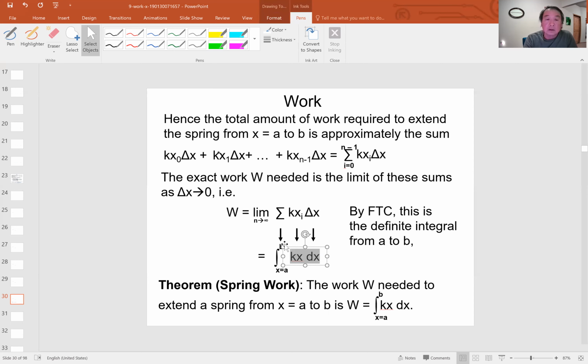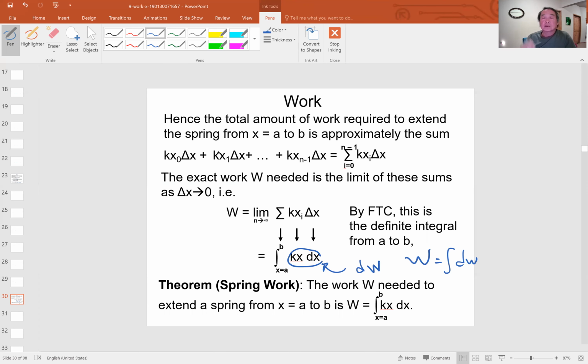These little things are what we call the work differentials, the little pieces of work required. So the integral of dW is W, summing up all the little works, is the total amount of work.